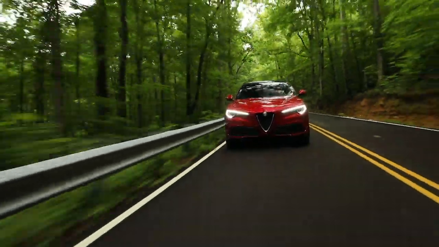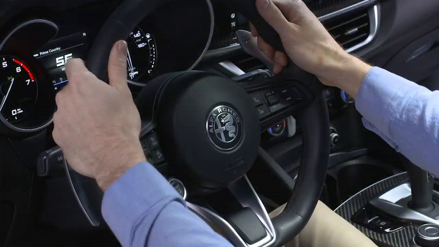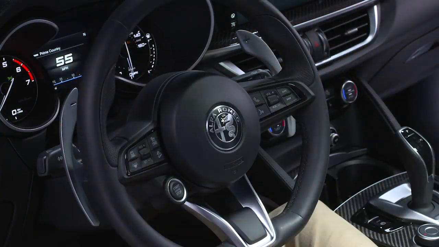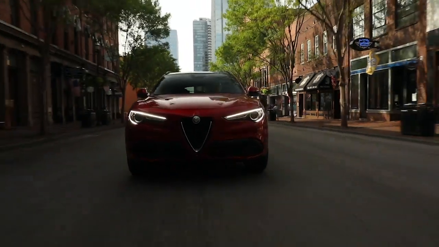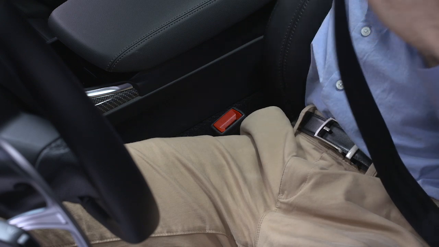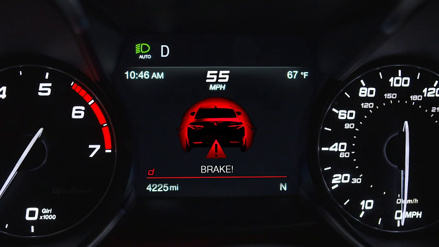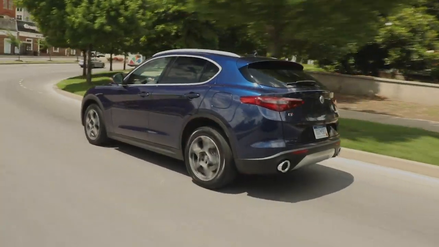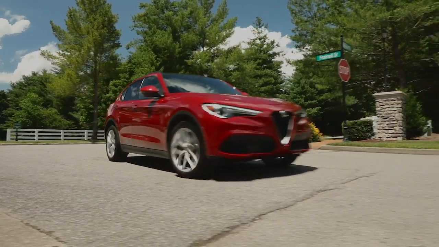The system may deactivate or have limited functionality due to any of the following: hands are removed from the steering wheel, the driver changes lanes without using the turn signal, the driver's seatbelt is unbuckled, forward collision warning is enabled and active braking occurs. There are narrow bends or excessive curves in the road.